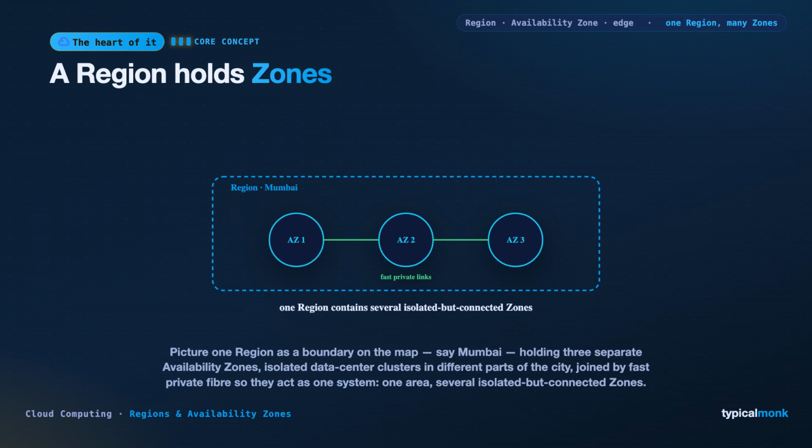So the takeaway, one region contains several availability zones, separate buildings with separate power, joined by fast private links, and holding that picture in your head is the key to designing on the cloud.